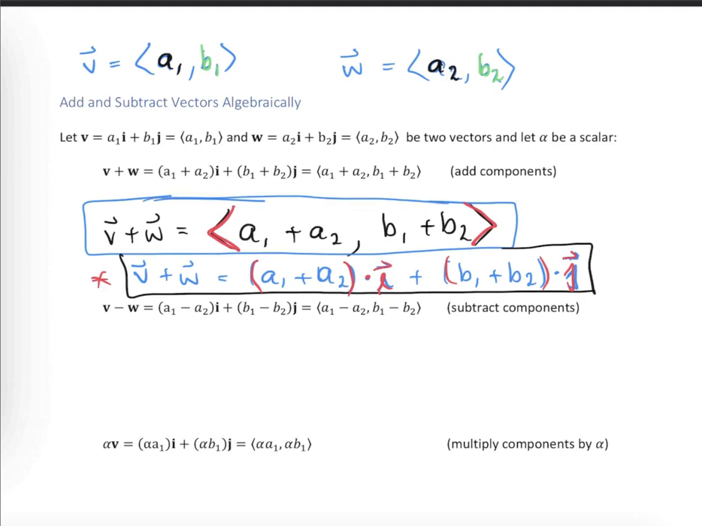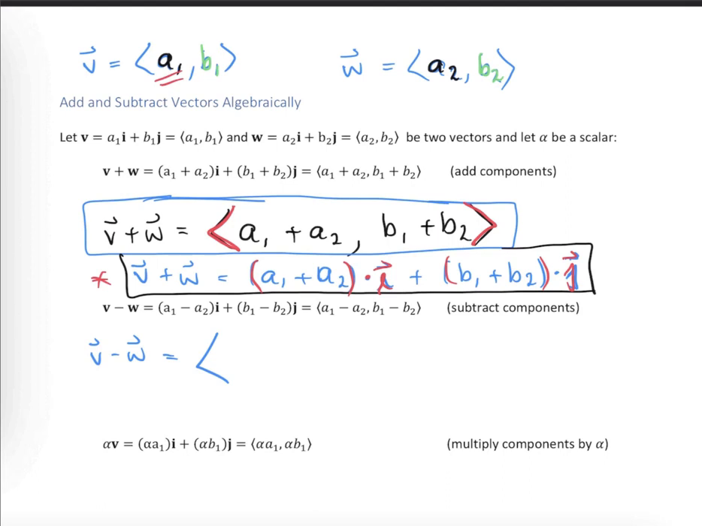Algebraically subtracting vectors is much easier than graphically subtracting them, because as you'll recall, in order to graphically subtract, we had to find the negative w, or the opposite of w vector, and then arrange that vector either using the triangle method or the parallelogram method to come up with this resultant. But if we're doing it algebraically, all we have to do in order to come up with the difference between these two vectors is to subtract the components.